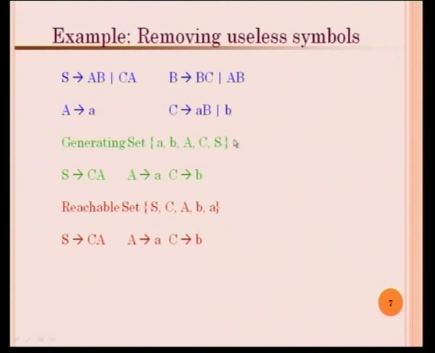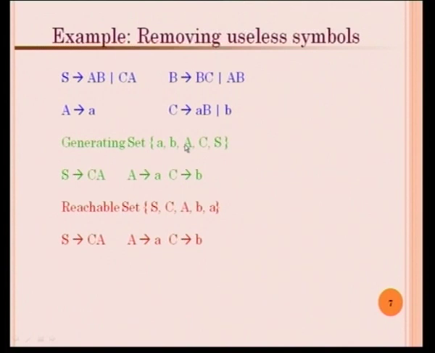Now we have to find the productions of the form A derives alpha, where this alpha contains only symbols from the generating set. So A becomes a generating symbol and capital C becomes a generating symbol. Since A and C are generating, because of the CA on the right hand side of S, S is also generating. So except capital B, all the symbols are generating.